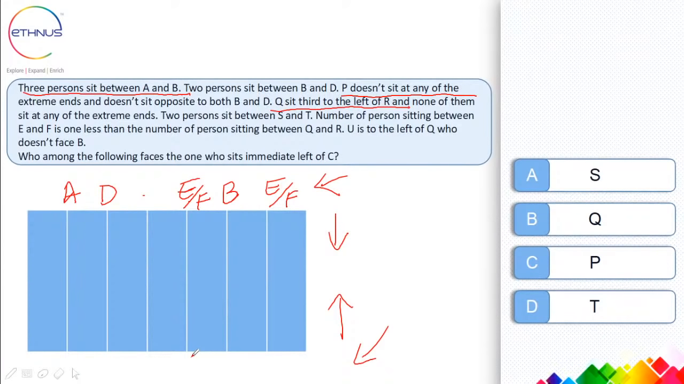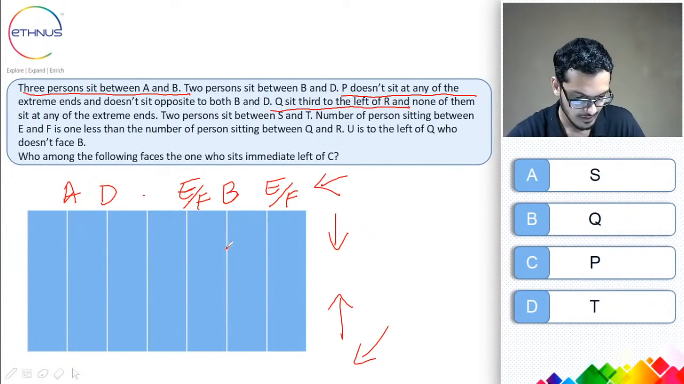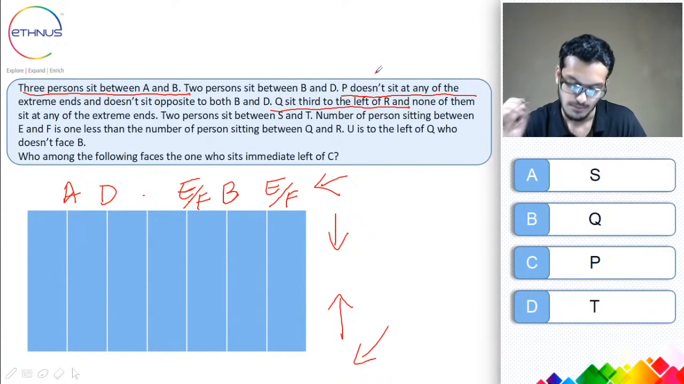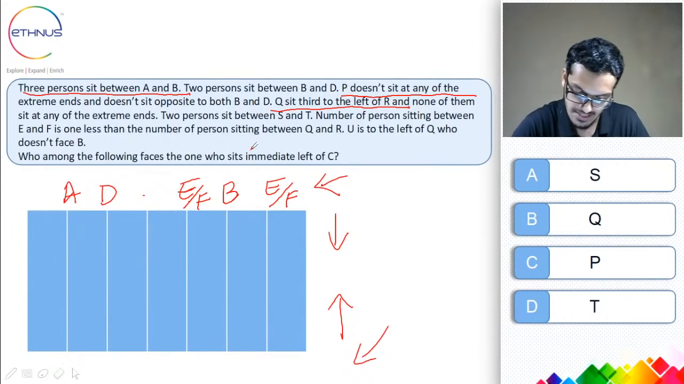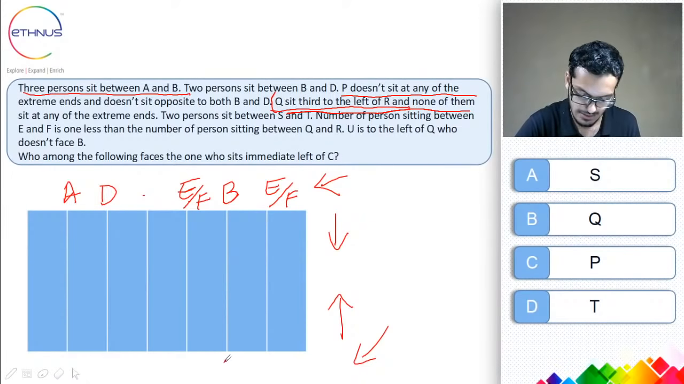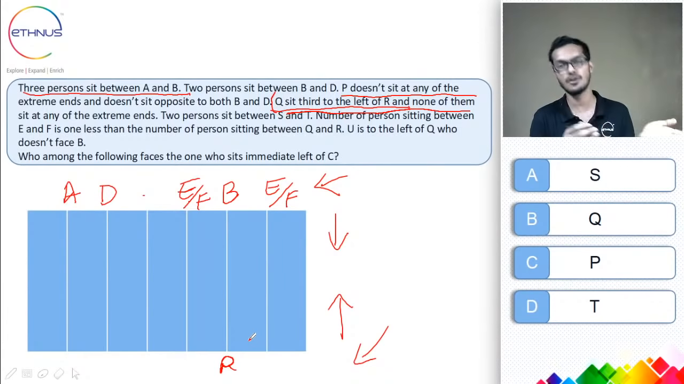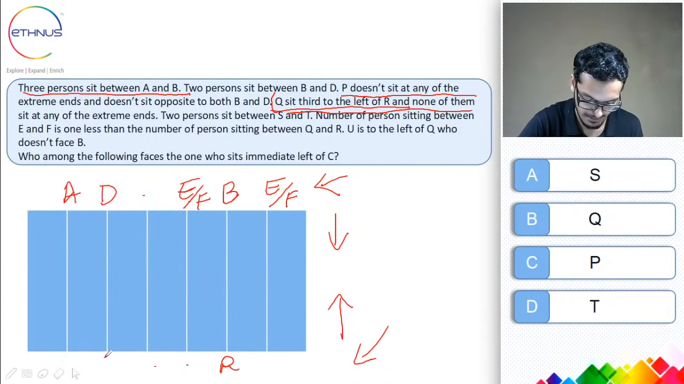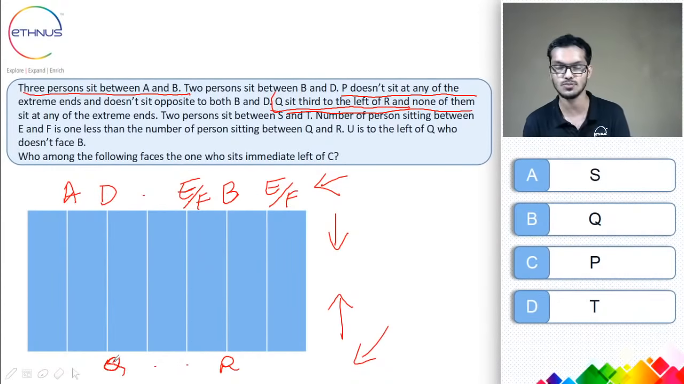Okay. See the other one. Let's take one more condition which is there here. Q sit third to the left of R, and none of them sit at the extreme corner. So Q cannot be at the extreme corner, and third from the left of R. So if at all, I cannot consider R at the extreme. So R should definitely be here. Third from the left of R will be 1, 2, 3, which is something here. So this is what we get.